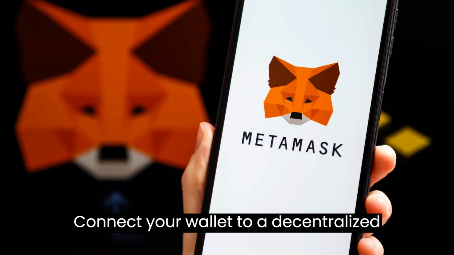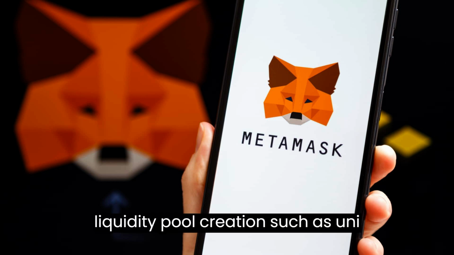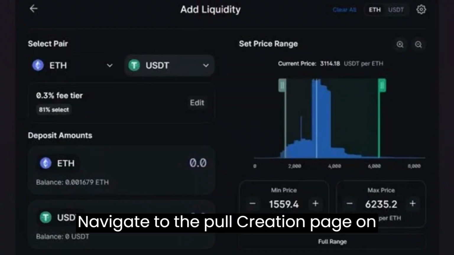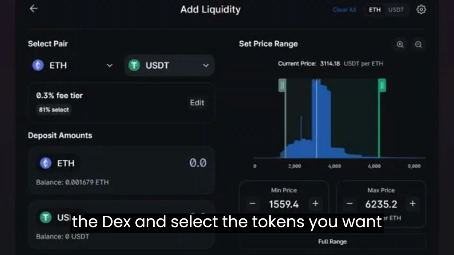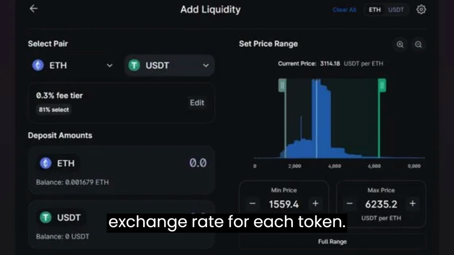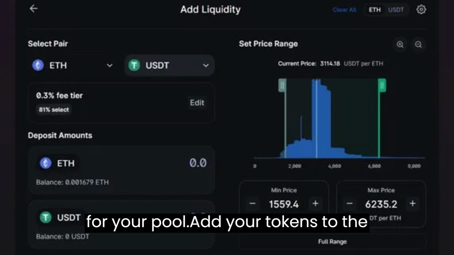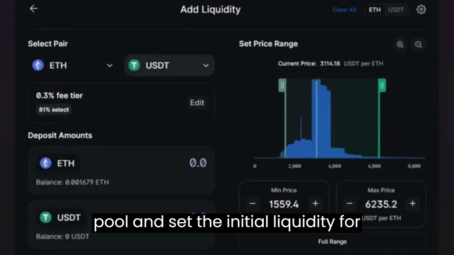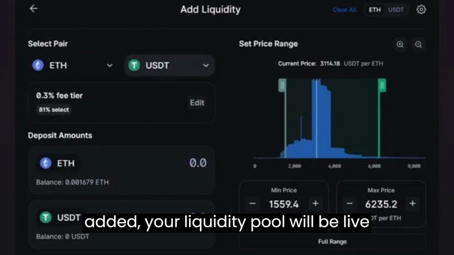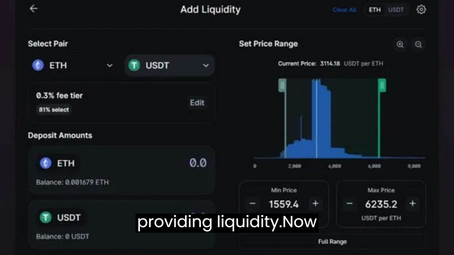Connect your wallet to a decentralized exchange, DEX, that supports liquidity pool creation, such as Uniswap, SushiSwap, or Curve. Navigate to the pool creation page on the DEX, and select the tokens you want to use for your pool. Set the exchange rate for each token. This will determine the starting price for your pool. Add your tokens to the pool, and set the initial liquidity for each token. Once your tokens are added, your liquidity pool will be live, and you can start earning rewards for providing liquidity.